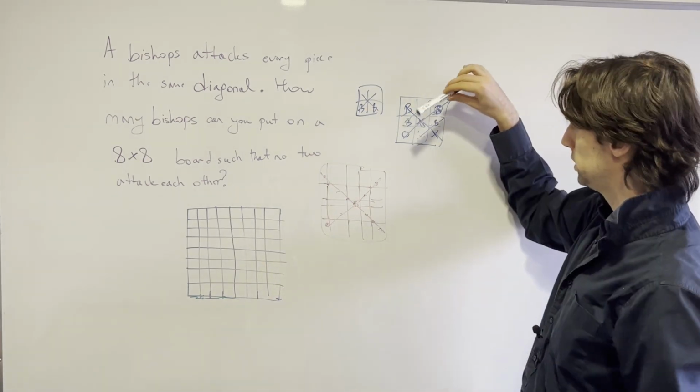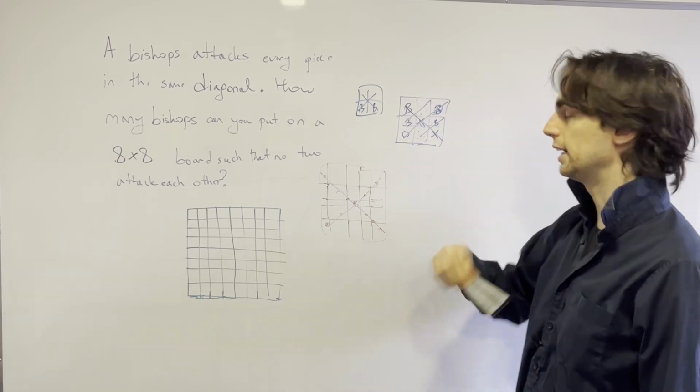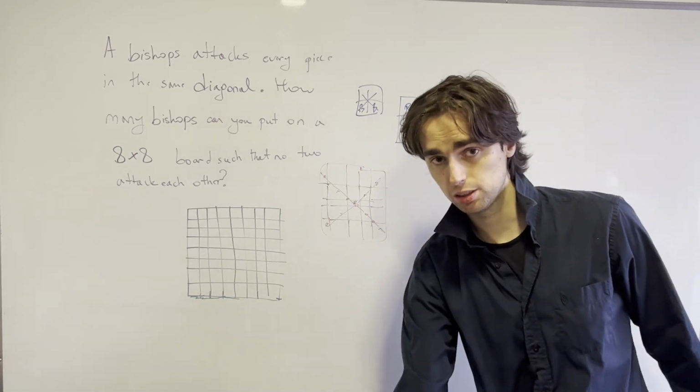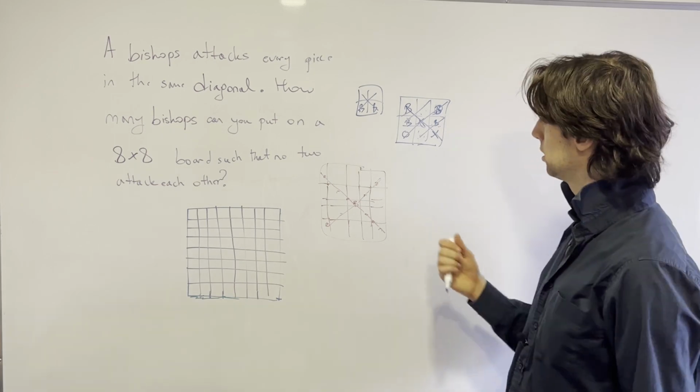And we say this diagonal, this one, and this one can each have at most one bishop. They cover all the squares. And so you can have at most four bishops.